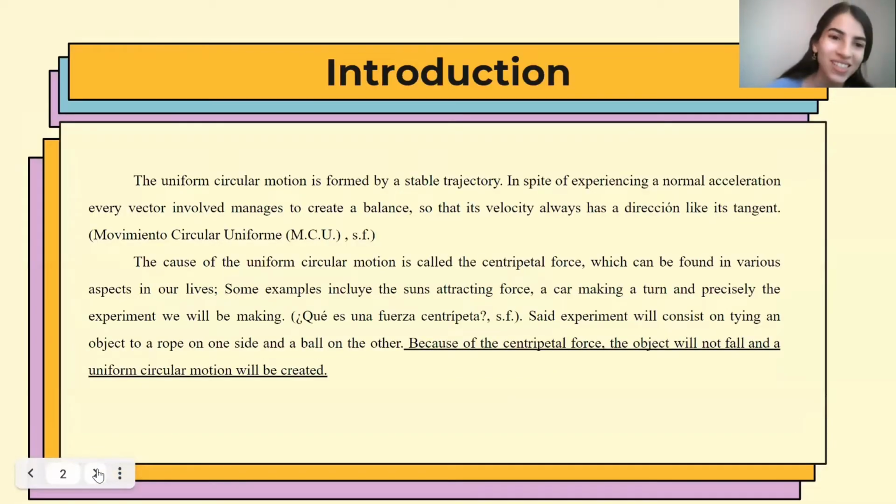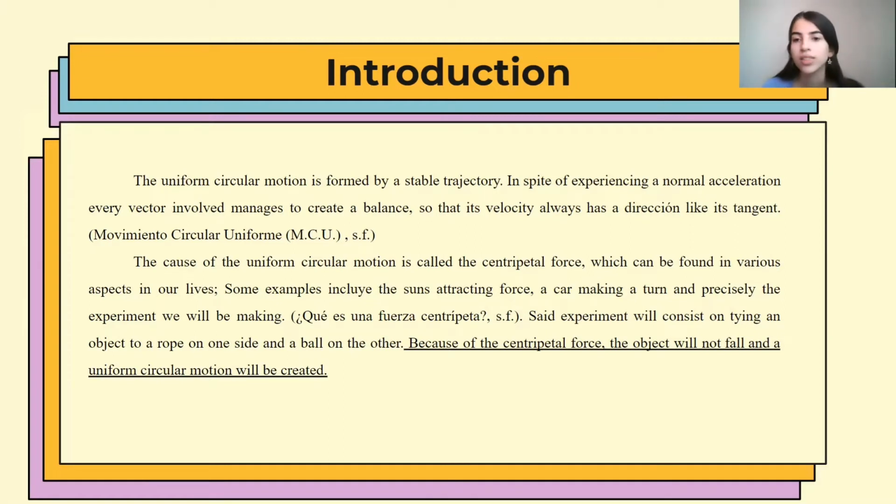As a brief introduction, uniform circular motion is formed by a stable trajectory. In spite of experiencing a normal acceleration, it creates a balance in such a way that the velocity is always directed in the same way as its tangent line. The cause of uniform circular motion is called the centripetal force, which can be found in various aspects of our lives. Some examples include the sun's attracting force, a car making a turn, and the experiment we'll be making.